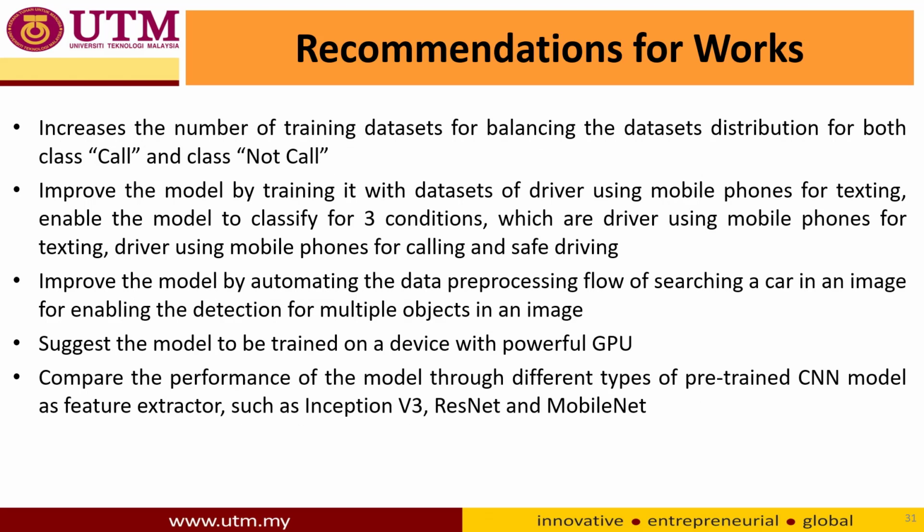For future recommendations, we can increase the data set to be more balanced, and we can also include other kinds of violations such as texting. We can also improve the model by automating the data pre-processing. Since the training takes a lot of time, we can increase the training accuracy by increasing the number of steps, using a more powerful GPU. We can also compare with other pre-trained CNN models such as Inception version 3, ResNet, or MobileNet.